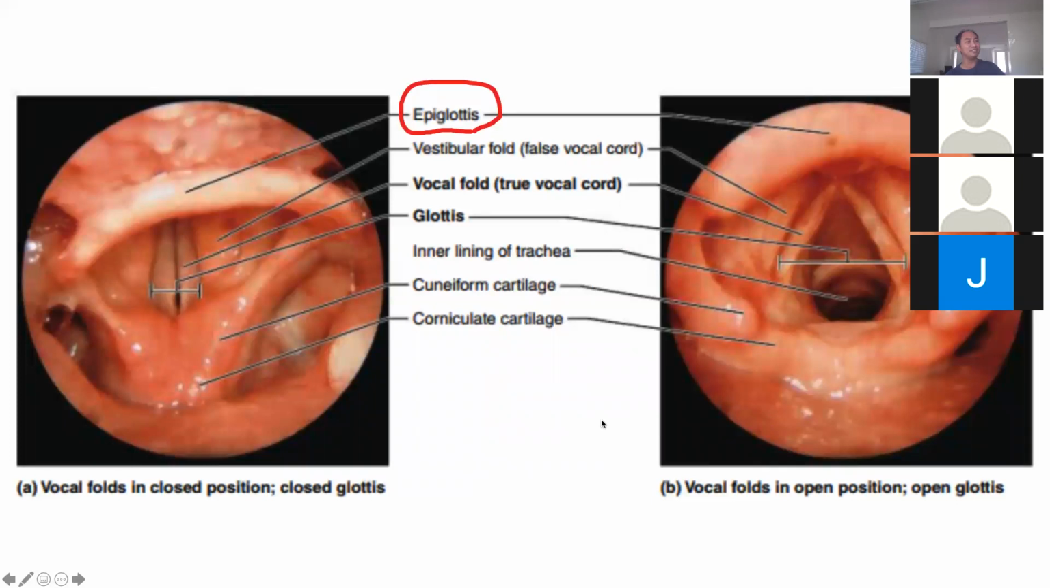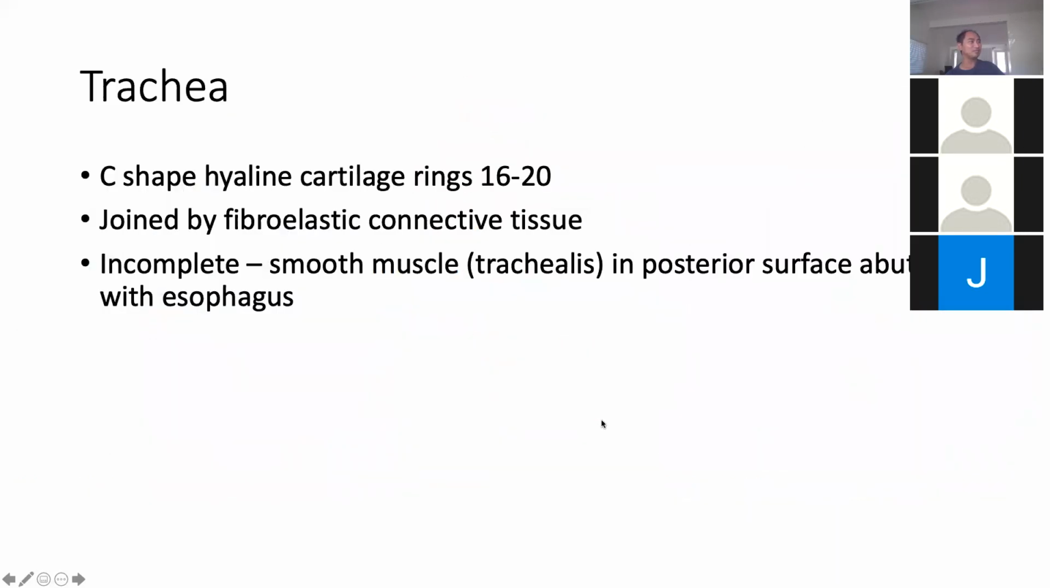I'm going to skip this. The trachea is made of C-shaped hyaline cartilage rings, about 16 to 20 hyaline cartilages. They are joined by fibrous tissue and elastic tissue. So one C-shaped cartilage ring connects to another C-shaped cartilage ring, about 16 to 20 rings, connected with elastic tissue and fibrous tissue.